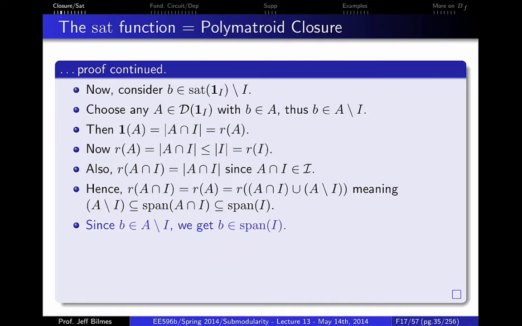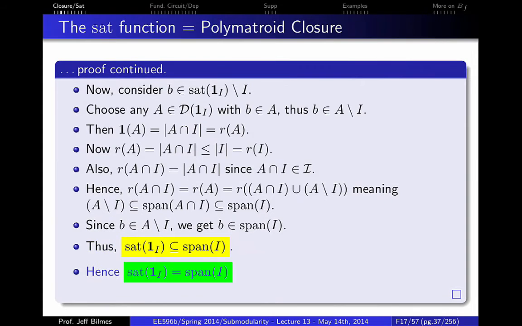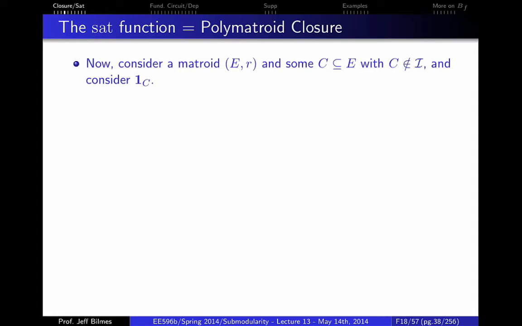But since B, remember we took B in A, not in I, that means that B is in the span of I. So we started by taking B in the SAT, except for I, and we've got that B is in the span of I. And so therefore SAT is a subset of span. In other words, SAT is equal to span. Now, this is just for the matroid case. So in the matroid case, you can think of SAT.